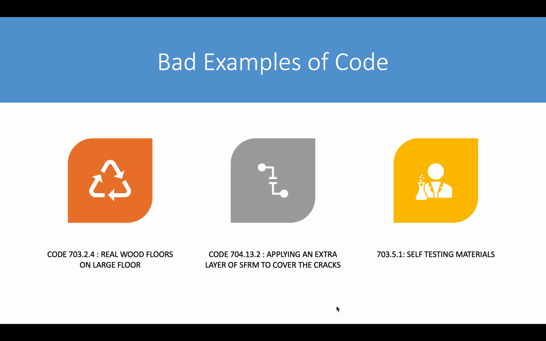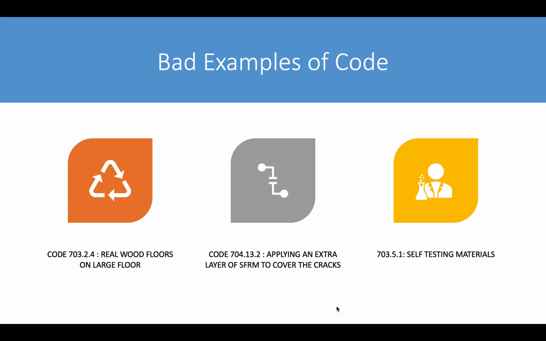A bad example of 704.13.2 would be applying an extra layer of the sprayed fire-resistant material to cover cracks and add extra protection. And this wouldn't work because the sprayed fire-resistant material isn't allowed to have cracks by code, and you can't add a whole bunch of layers because it has to be a certain thickness, and it's usually thinner.